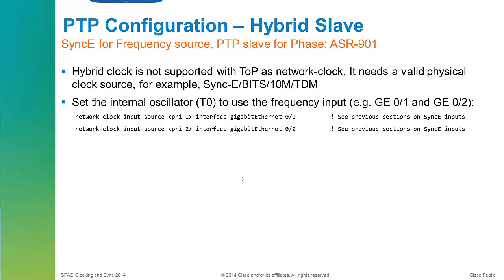What we have to do is to define an input. So we need to take a frequency input from somewhere. Because we're not using PTP as a frequency input, we can define a synchronous Ethernet input, as we defined in the SyncE input section. So the hybrid means take the frequency from the gigabit Ethernet, take the phase from PTP, and you'll get a much better solution. Of course, as we say, you can't take the timing over packet as a network clock. You really need a valid physical interface, and normally it's SyncE.